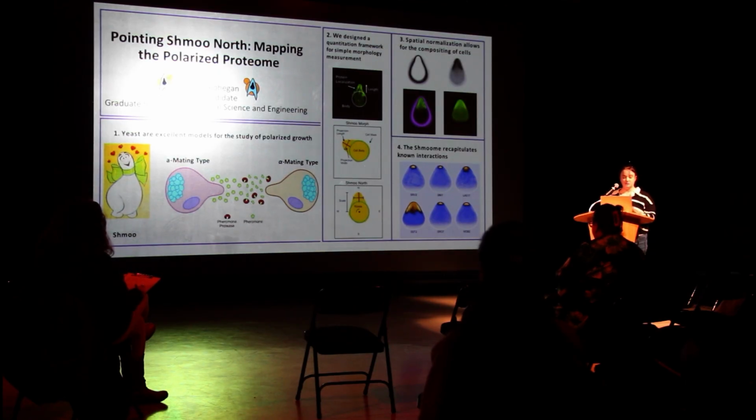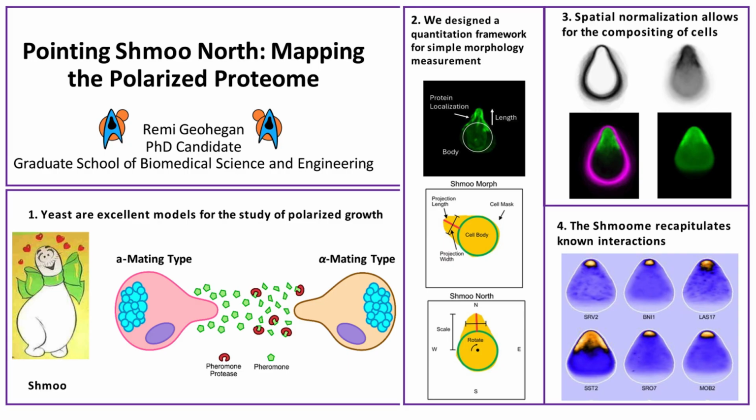To map the polarized proteome, we imaged yeast cells with fluorescent tagged proteins known to contribute to polarized growth in response to pheromone. Now, yeast do not like to line up perfectly for picture day and sometimes overlap. To do this, we wrote two computer scripts, Shmoo North and Shmoo Morph. I will direct your attention to panel number 2 on my slide.